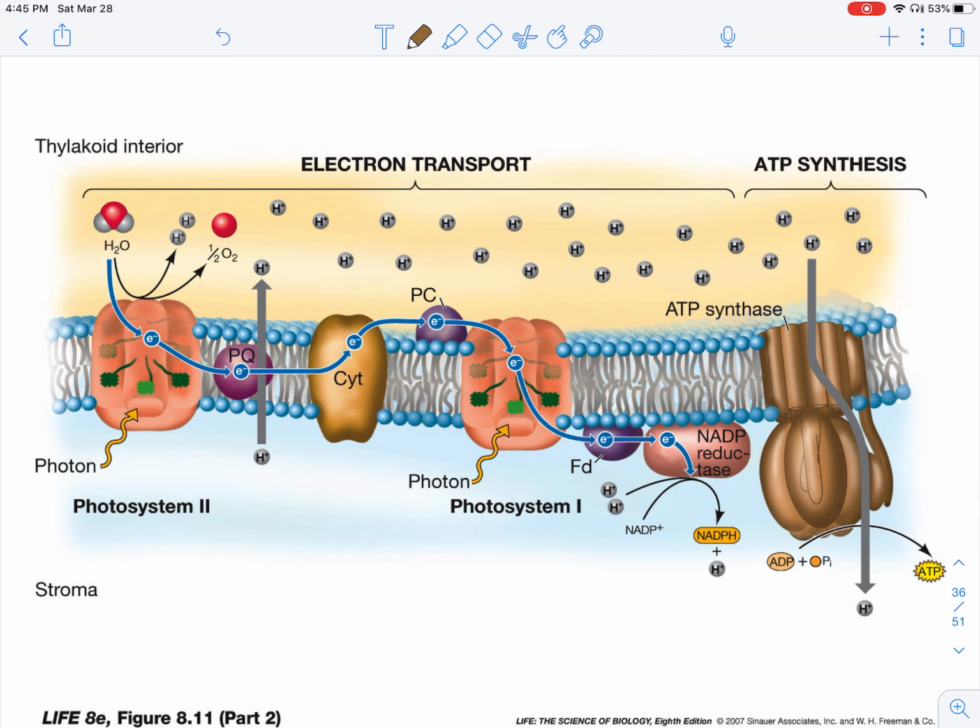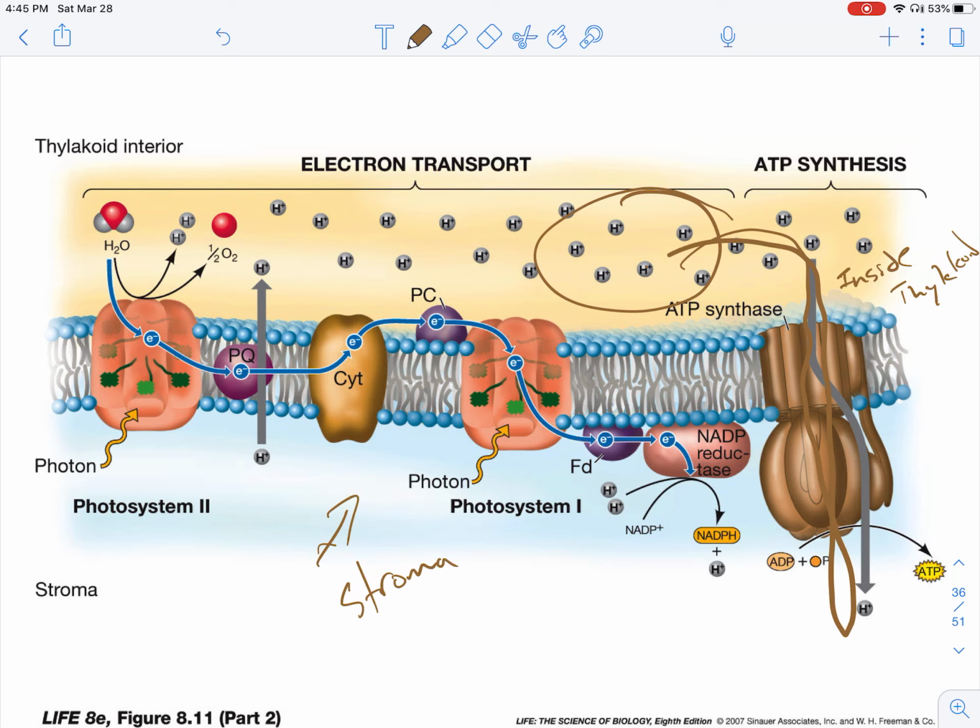And then again, this whole process forms a proton gradient. In this case, this is the inside of the thylakoid, and this is the stroma, and all of this is in the chloroplast. So here, the proton gradient inside the thylakoid, it's desperate. These protons are desperate to get out. And the only way they can get out is via ATP synthase.